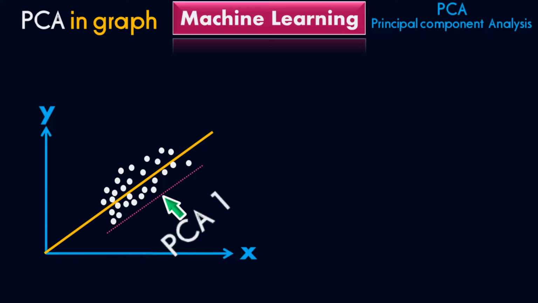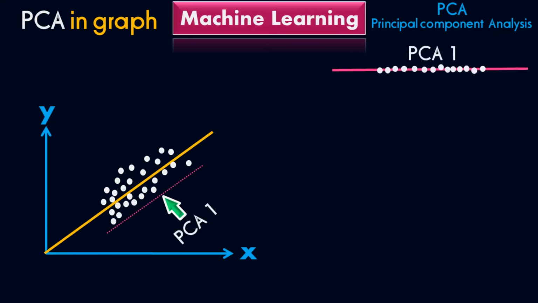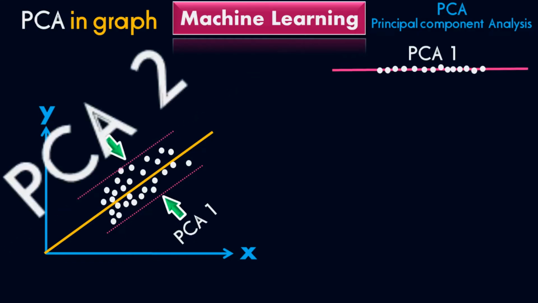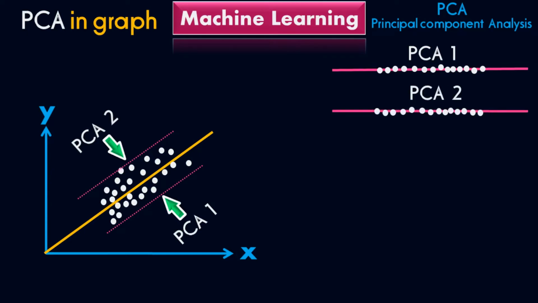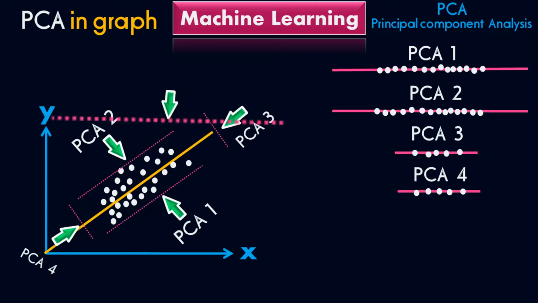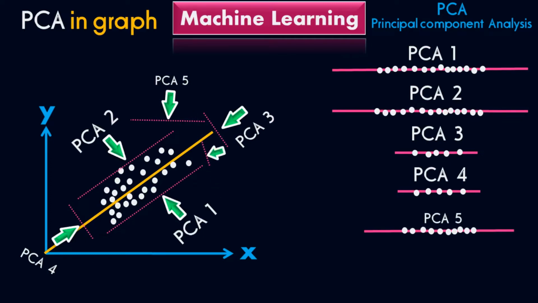So this is my one PCA. It will be in this form. All the data sets are in a line when you look from here. Similarly, when you look from the other side, which is PCA2, the data set looks like this. When you look from this angle, this is my PCA3, the data sets look in this form. And from this angle, which is my PCA5, the data sets will be in this form. And from this angle, which is PCA6, it looks in this form.